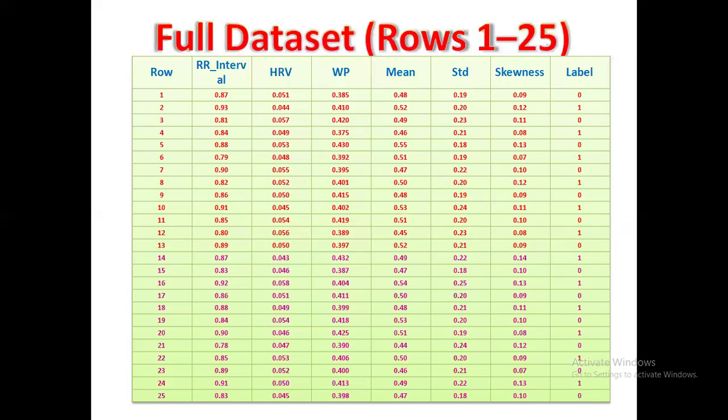So, this is the 25-row data set we have taken. This data set contains 25 rows, each representing an ECG signal sample with extracted features like RR interval, HRV, wavelet power, mean, standard deviation, and skewness. Each row also includes a label indicating whether the signal is normal or abnormal. Normal means 0, abnormal means 1. These features are used to train and test a naive Bayes classifier for accurate heart abnormality detection.